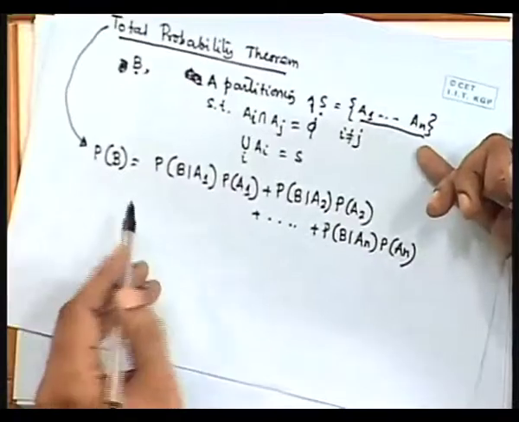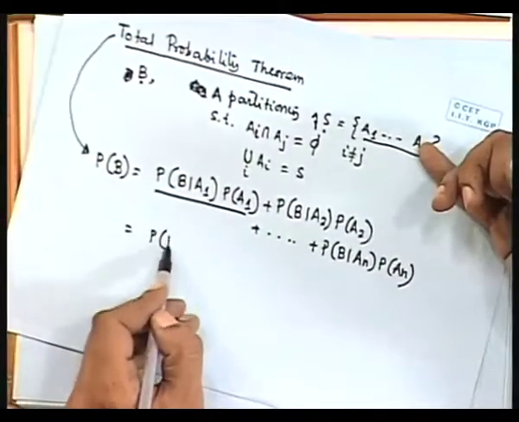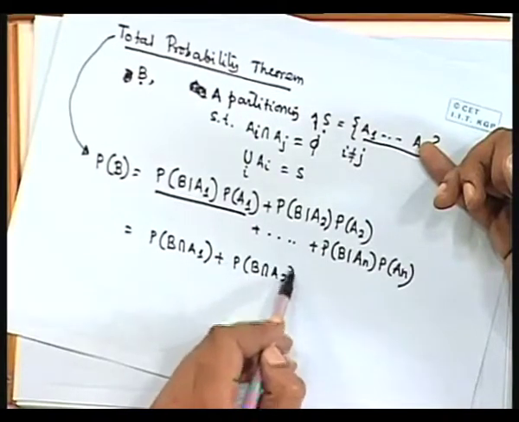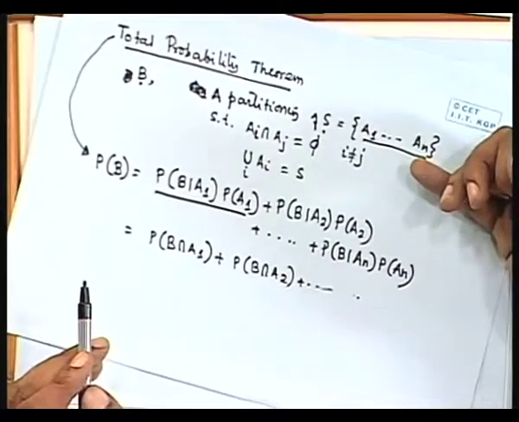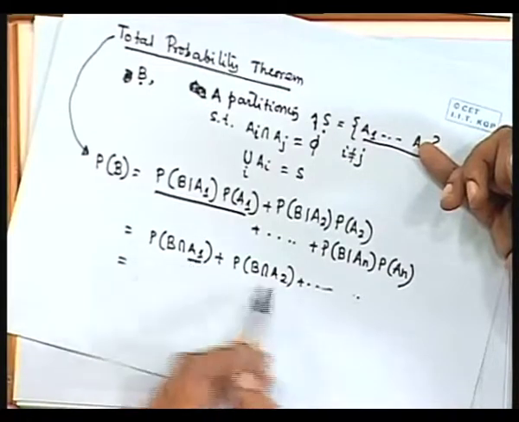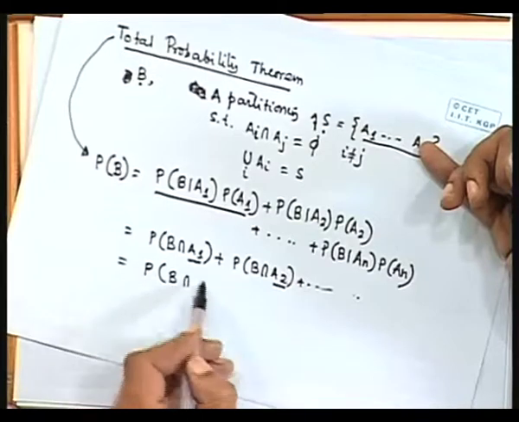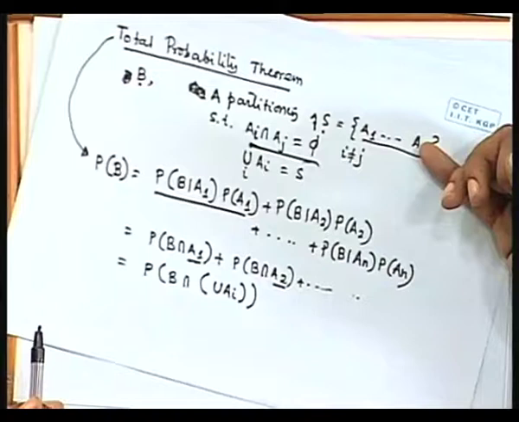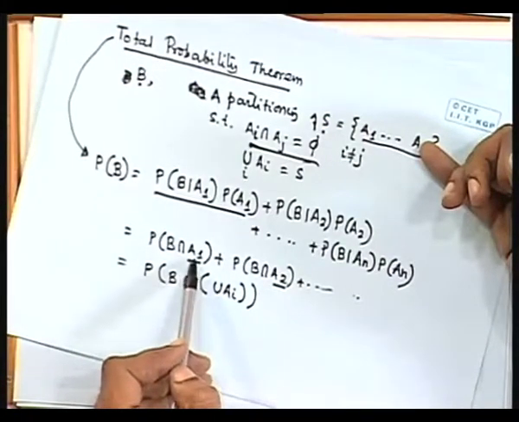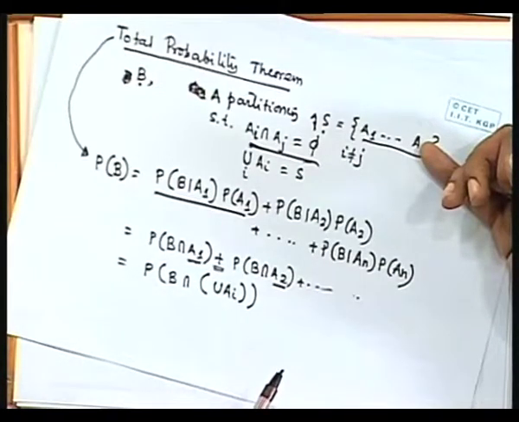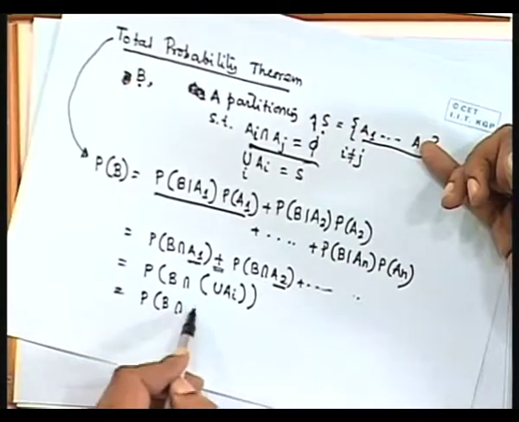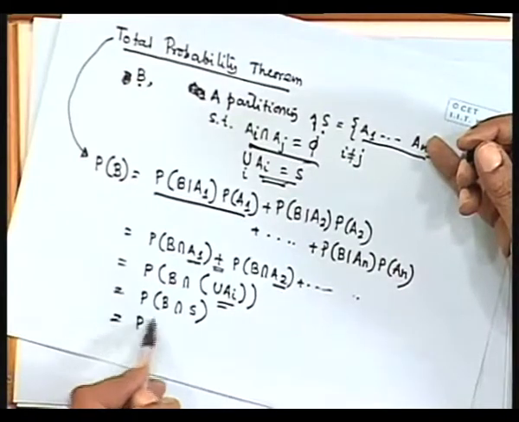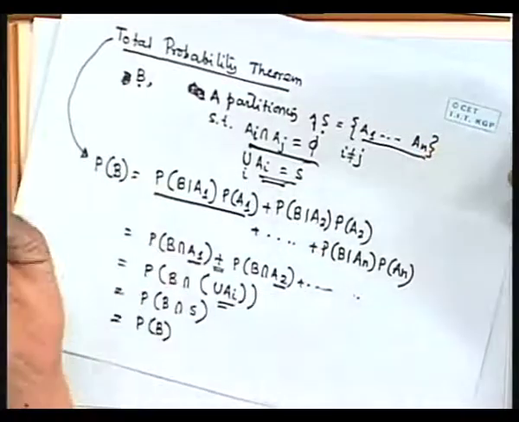It's rather simple to prove, because what is this after all? This is probability of B intersection A1, plus probability of B intersection A2, and so on. Now, since these are disjoint, you can write it as probability of B intersection union AI. Whenever they are disjoint, you can take the union, because the plus becomes the union of the sets. This is equal to P of B intersection S, because union AI is S, which is equal to probability of B, because B intersection S is nothing but B.